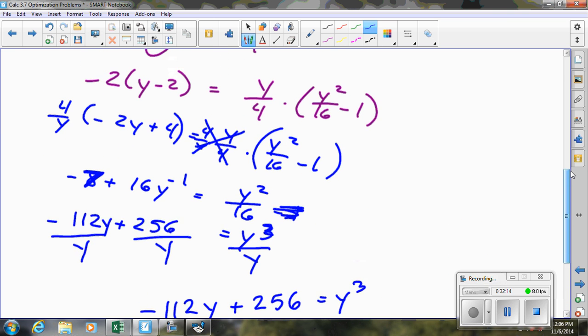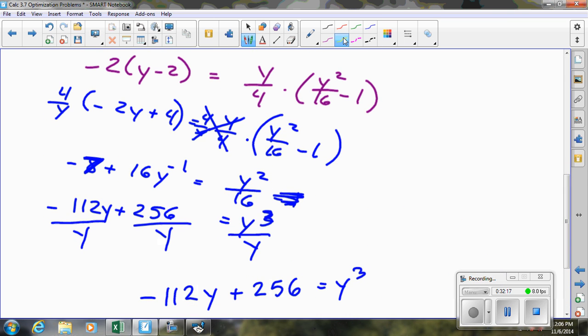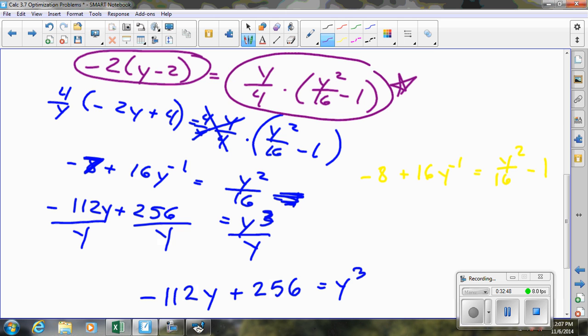If we wanted to, right away at the beginning, as soon as we got to the stage where we had negative 8 plus 16y to the negative 1 equals y squared over 16 minus 1, if you're going to use the graphing calculator, we could use the calculator's intersect feature to find our solutions. We could have typed this in, equation number 1, and we could have typed this in, equation number 2, and then just say intersect equation 1, equation 2.